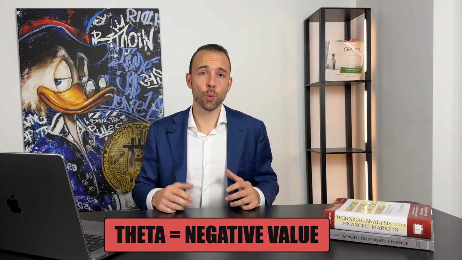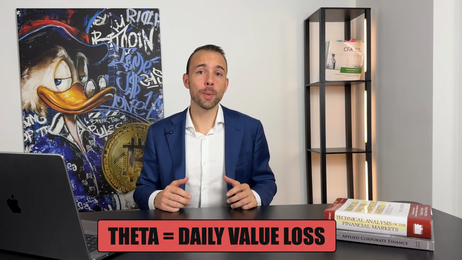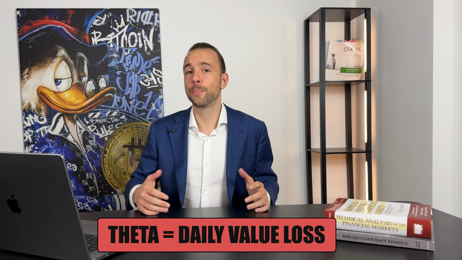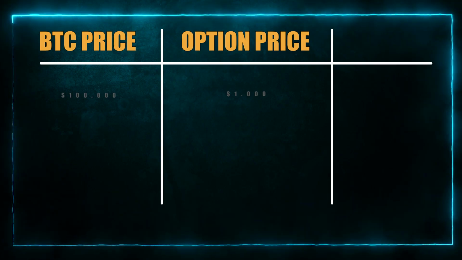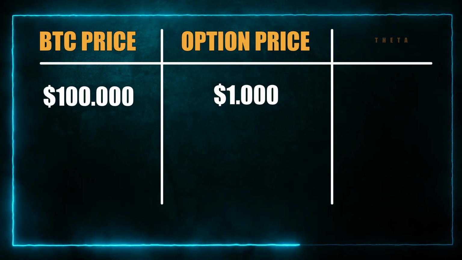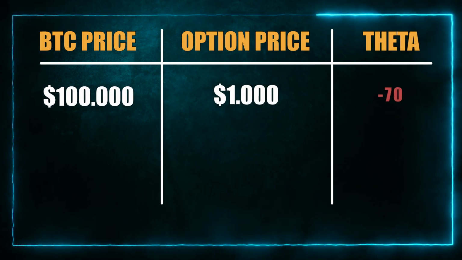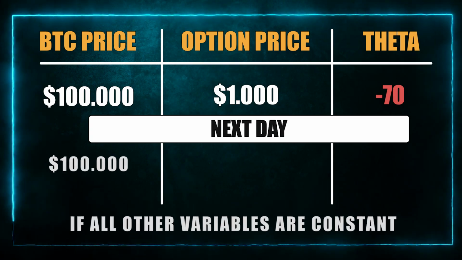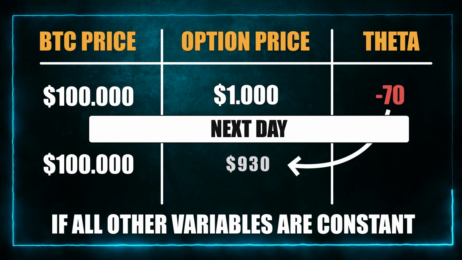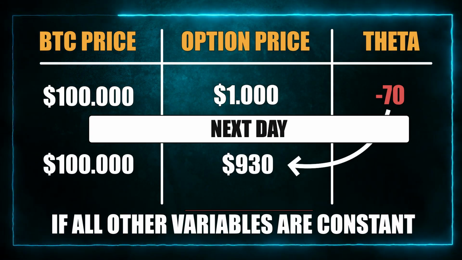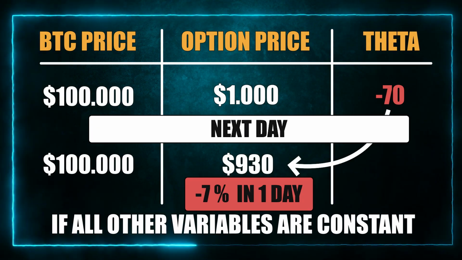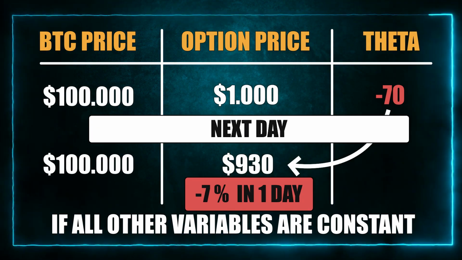Theta has a negative value, and this number shows how much value the option will lose per day. And now let's take a look at the example. So we have the same option price of $1,000, and let's assume that the theta is minus 70. That means if everything stays the same, the option will lose $70. And this is the main reason why I love to sell options and not to buy options. Options have a huge time decay, and the option buyer loses a lot of value just because time passes.